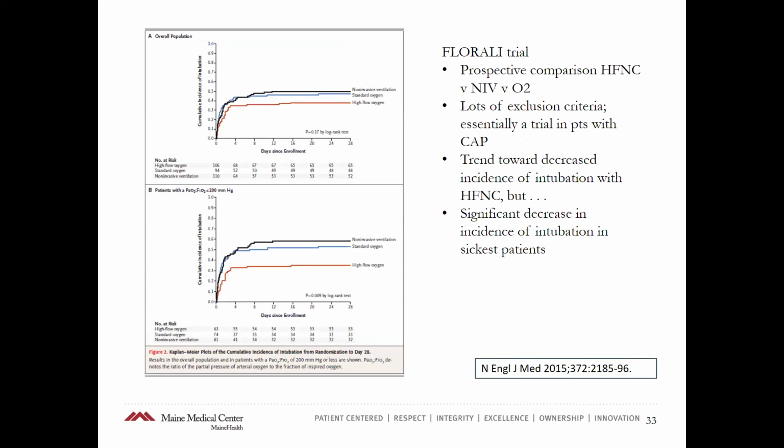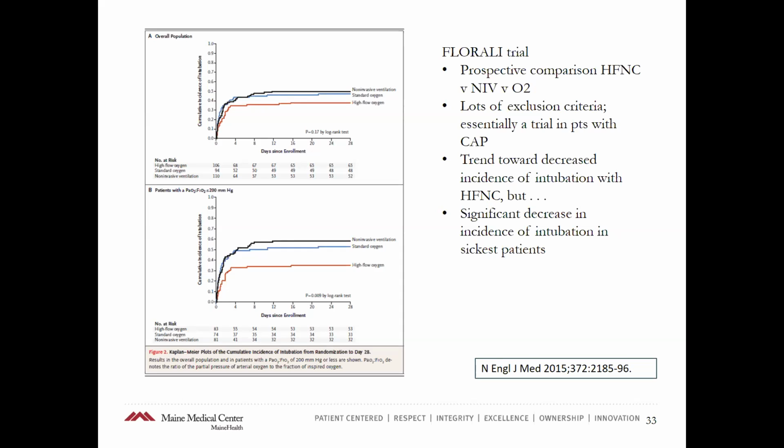The FLORALI trial in the New England Journal a few years ago did a prospective comparison between high flow, regular low flow O2, and non-invasive ventilation. There were a ton of exclusion criteria. I mean, tons. So basically what it worked out to be was a trial of high flow nasal oxygen in pneumonia patients, which is fine. What they found, if you look at the top graph, was a trend towards decreased incidence of intubation with high flow. So it's clearly better than the other two in that regard.